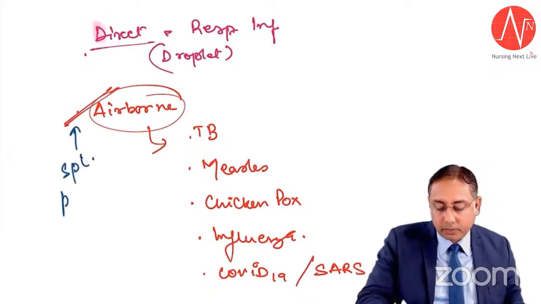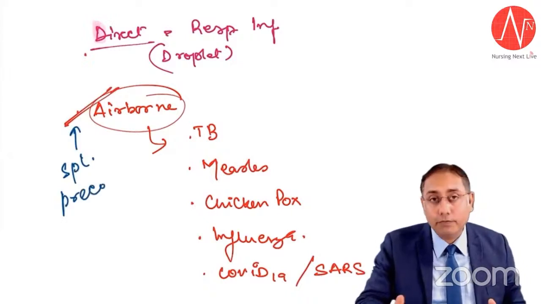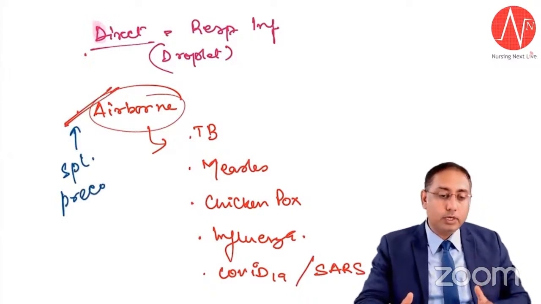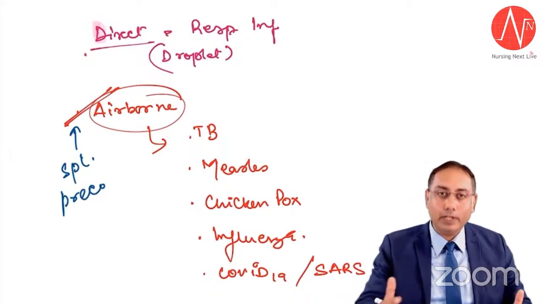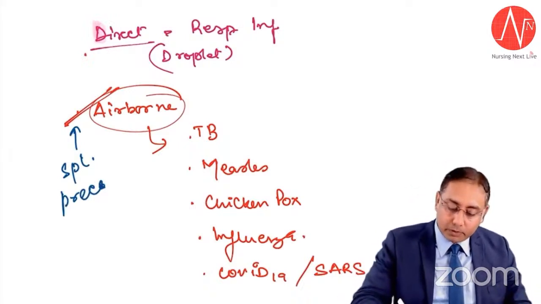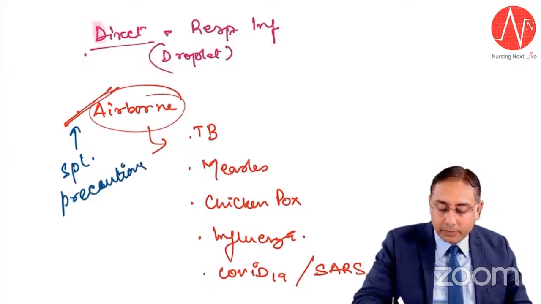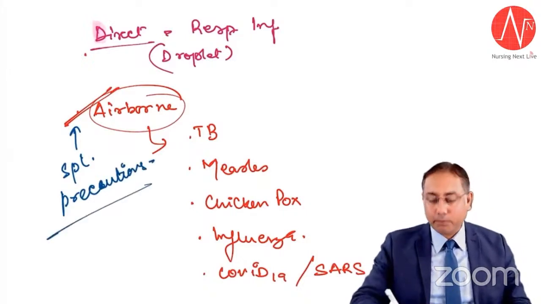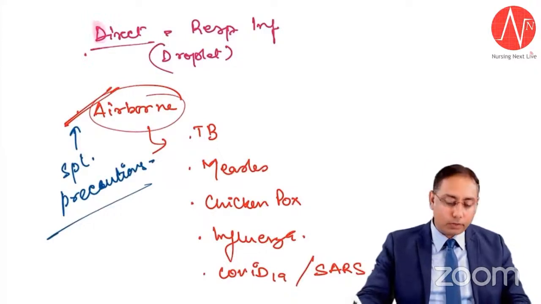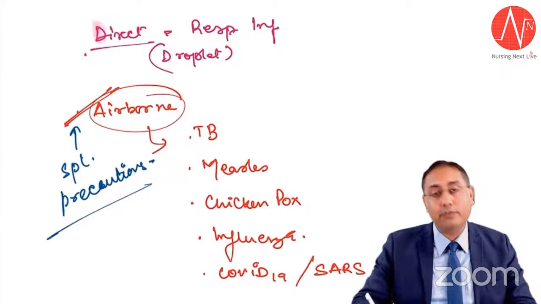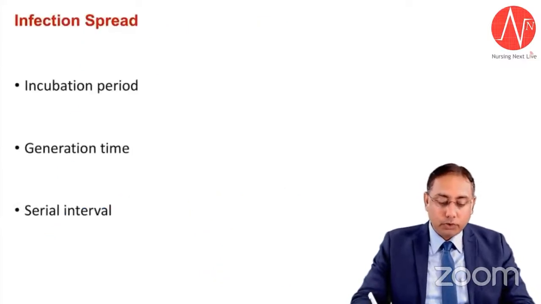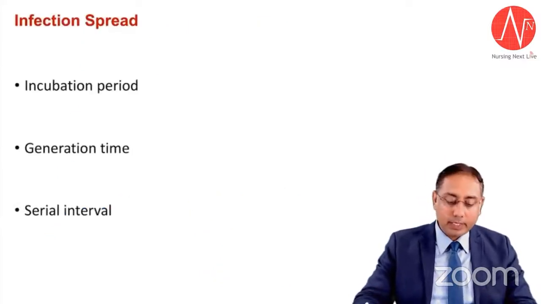You need special precautions as a nursing officer or a nurse who is treating these patients, or as a physician, a doctor. Health professionals need special precautions while treating cases of measles, chickenpox, influenza, COVID-19 or tuberculosis. Why? Because there is an airborne mode of transmission, right? So next level, let us talk about the next point.